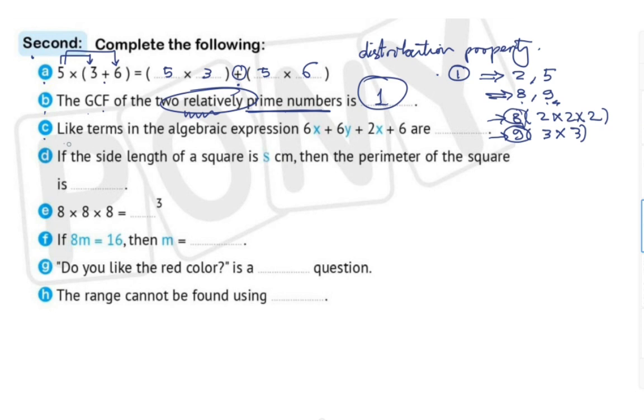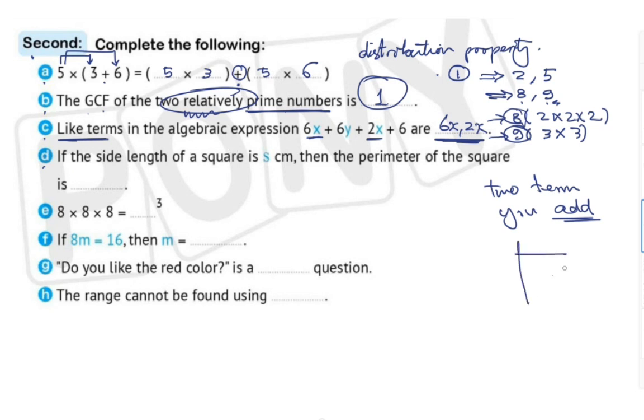Next point, like terms in an algebraic expression. What is a like term? Like terms are any two terms you can add. Look here, 6x. Can you add 6x to 6y? No. 6x with 2x? Yes. So 6x and 2x, I can call them like terms.